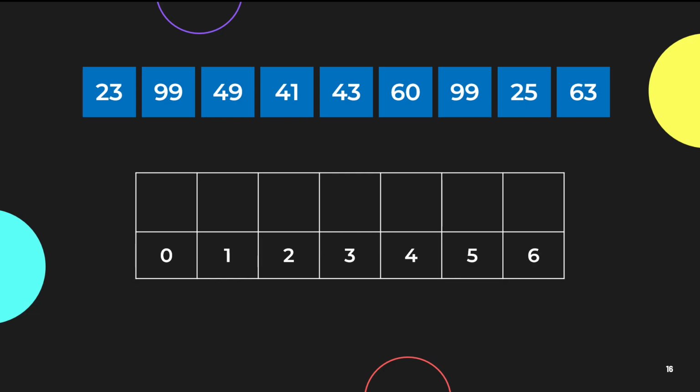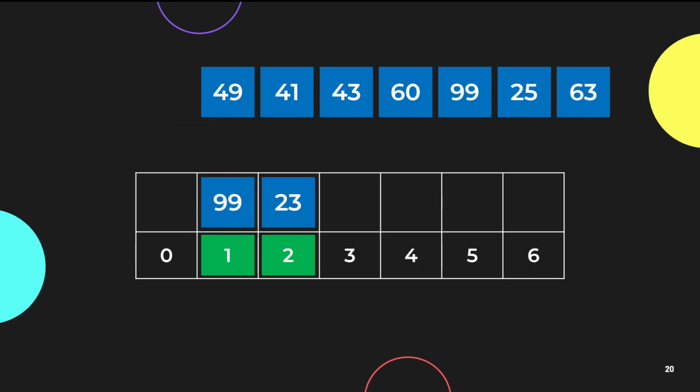Maybe from the 23 here. What is the modulo with 7? What's the remainder? 2, okay. So we are going to place it at bucket 2. Easy. Next, maybe Y. 1. Okay, so we are going to place it at bucket 1. Then Amberlin? 0. Okay, so we are going to place it here at bucket 0.